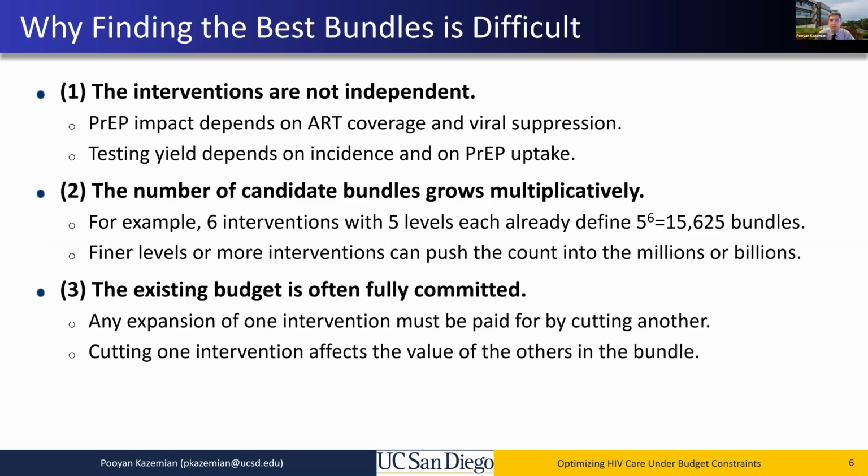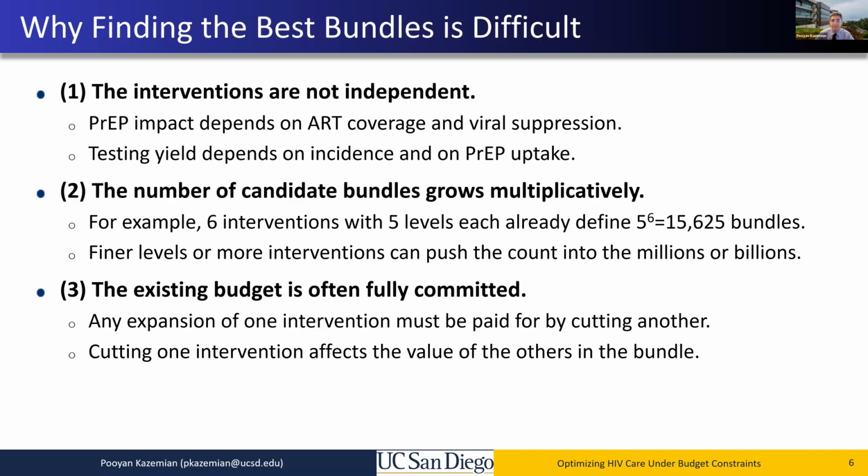So why is finding the best bundle of care difficult? Why do we even need new methods? Well, finding the best bundle of care is difficult for three reasons. The first is that the interventions are not independent. The prevention value of PrEP depends on how much onward transmission ART is already suppressing. And the yield of a testing program depends on how much PrEP the tested population is already using, because PrEP prevents the new infections that testing would otherwise find. So all of these interventions overlap in a sense.